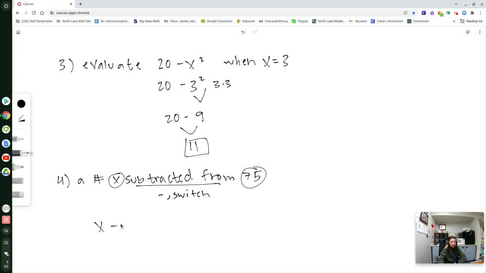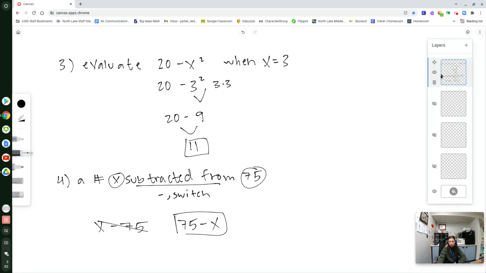I do not want to write x minus 75. I want to write 75 minus x. And that is it. It just wants me to take the words and rewrite it using numbers, variables, and operations. So x subtracted from 75 means 75 minus x.